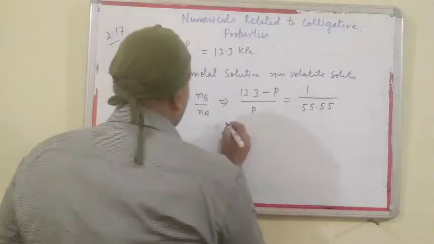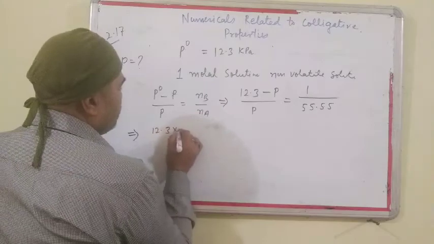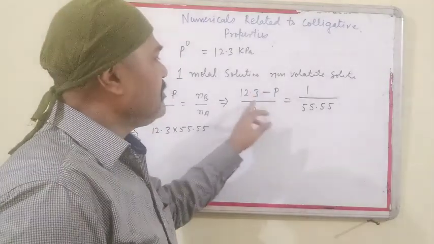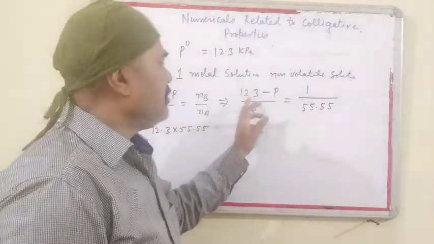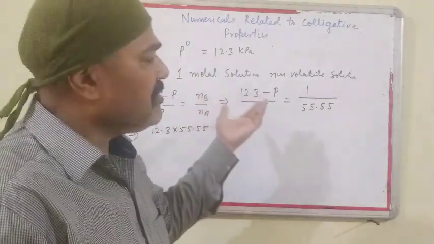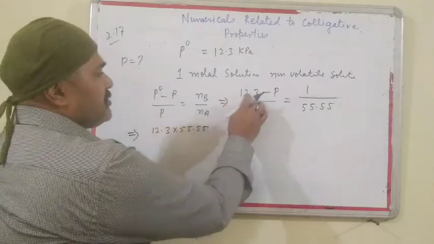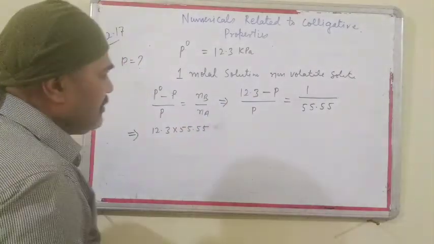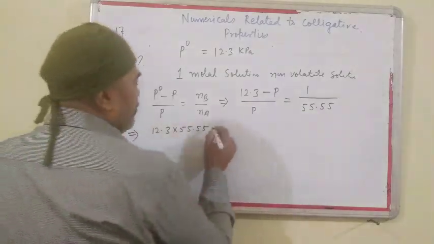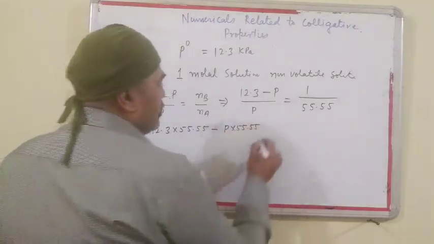On solving it, 12.3 into 55.55. All these are mole fractions, so I did not convert it into pascals. I am using kilopascals only, because we will get the answer already in kilopascals. So no need to change this into pascals by multiplying by 1000. 12.3 multiplied by 55.55 minus P into 55.55 equals to P.